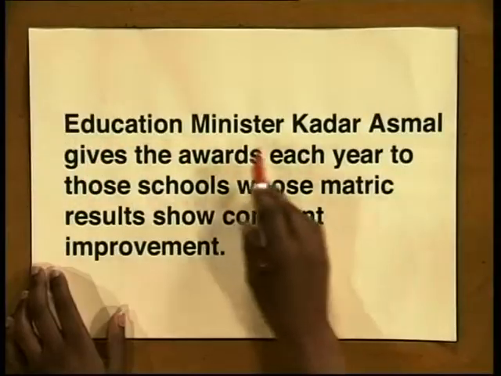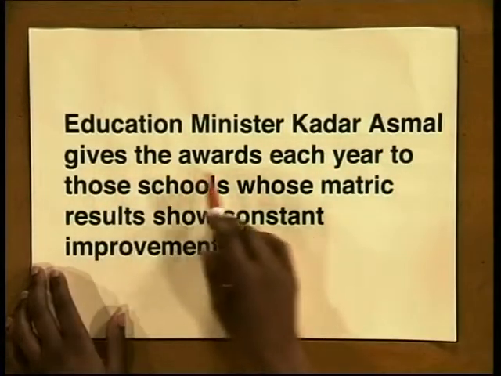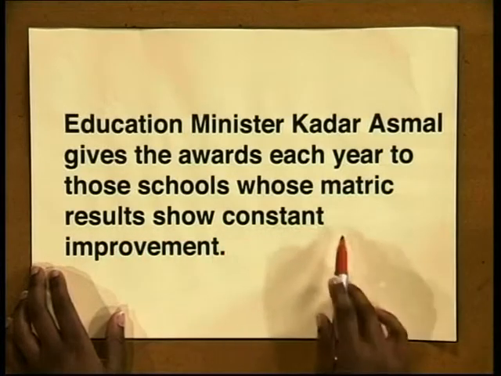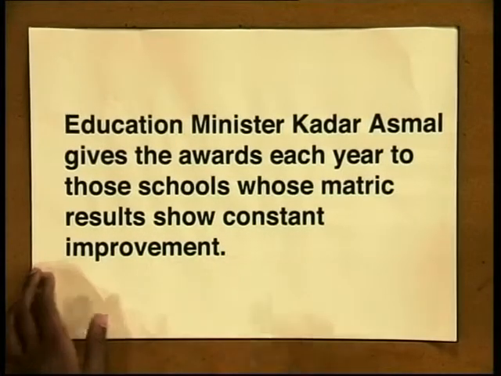Here's the next paragraph. See if you can identify the key information contained in it. Education Minister Kader Asmal gives the awards each year to those schools whose matric results show constant improvement. In this paragraph, we learn that the Education Minister gives the award each year. Details such as the minister's name and what the award is for are not so important.